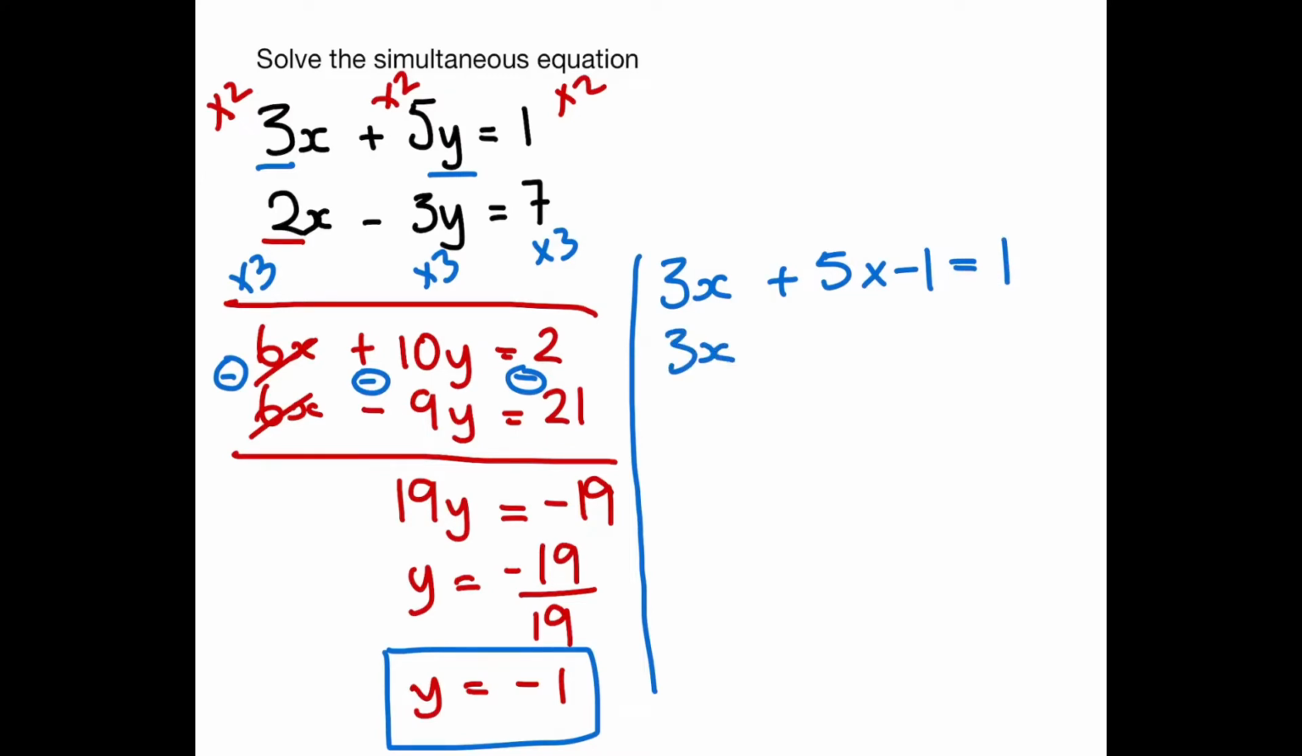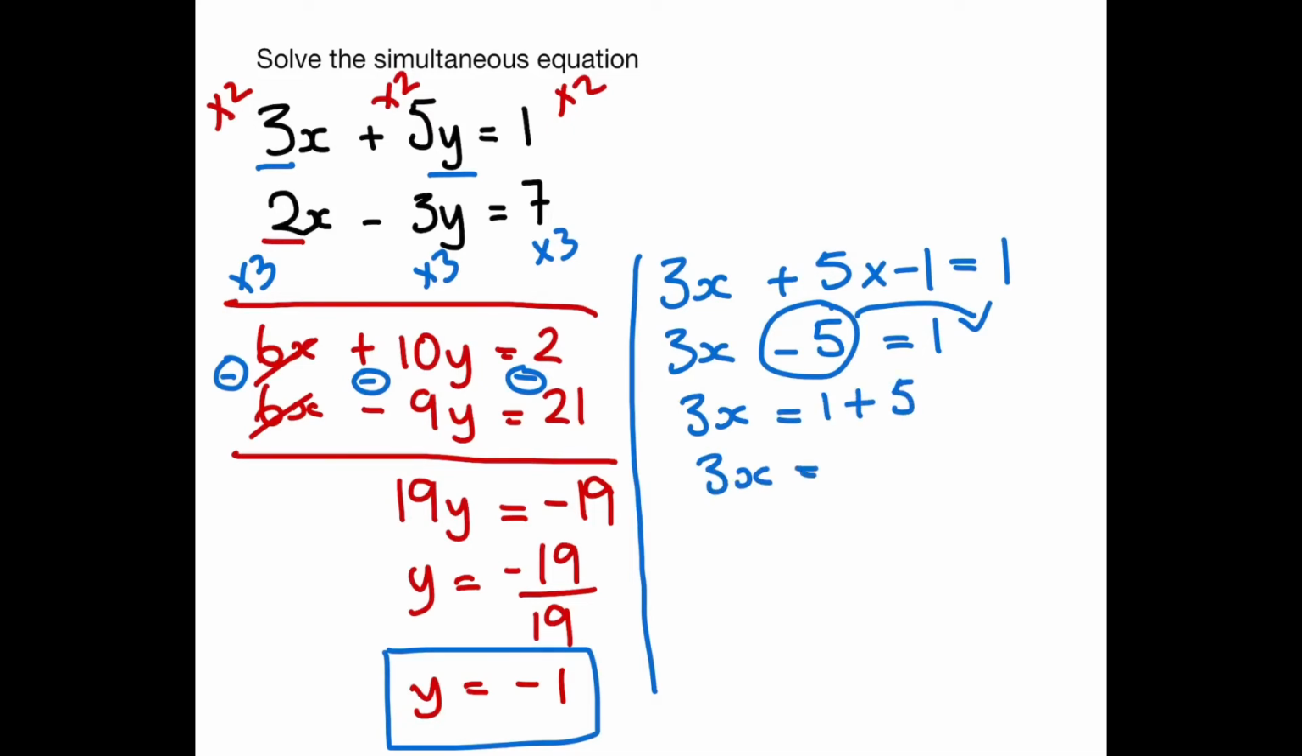So 3x minus 5 is equal to 1. That becomes a simple linear equation which we can solve. So we take minus 5 over, that gives us 1 plus 5, so 3x is equal to 6. x equals 6 divided by 3, x is equal to 2. It really doesn't matter what equation you choose to substitute in, preferably the easier one. Both answers will give you the same if you've done it correctly.